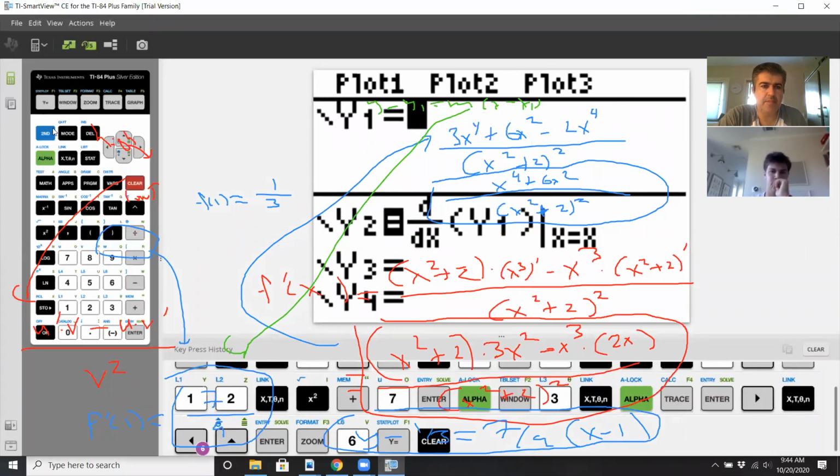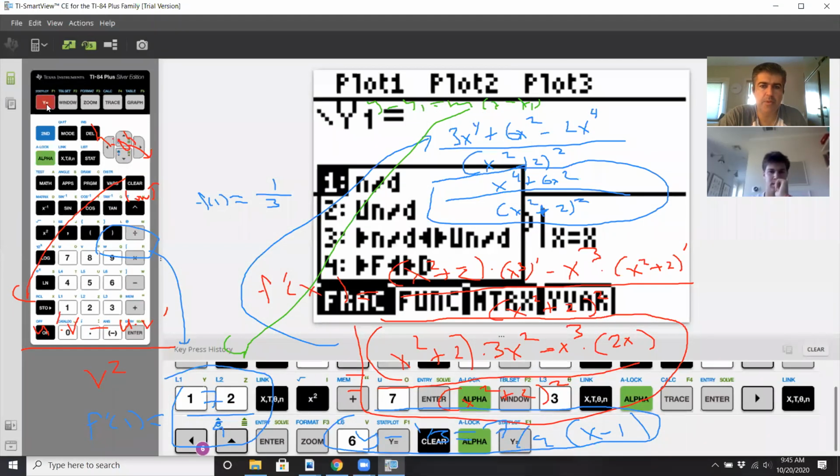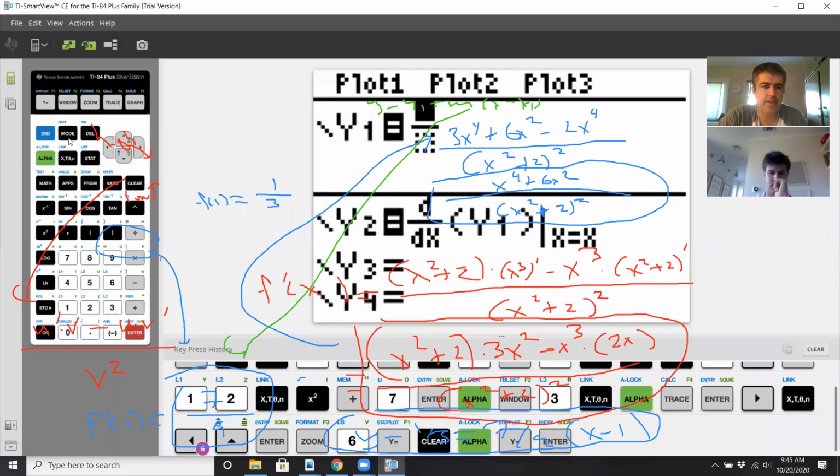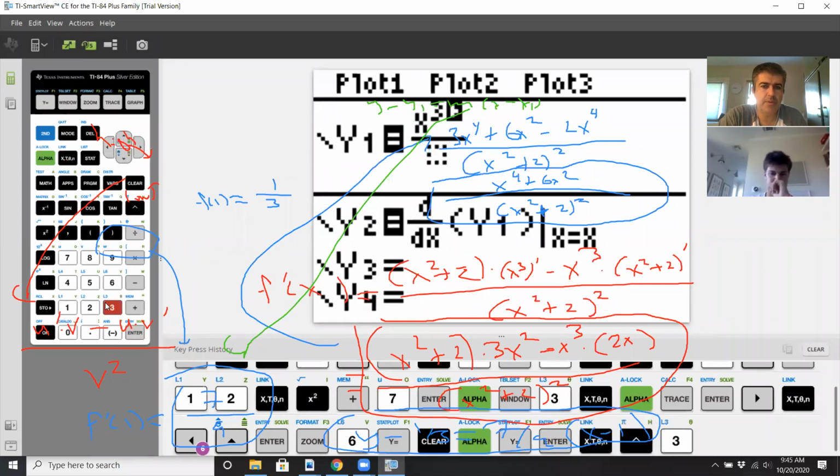So remember, I could go alpha y equals, I could do it as a fraction. That's x cubed over x squared plus 2. Yeah, x squared plus 2 in parentheses. No, just x squared plus 2. Just do that.